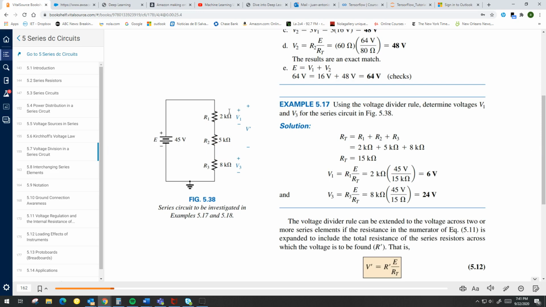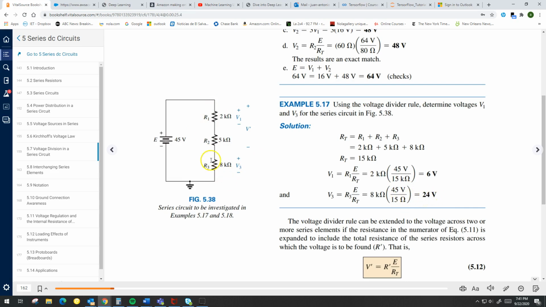And we can do the same thing for V3. V3 will be the resistance adjacent or next to the voltage I'm looking for, divided by the sum of all the resistances. Right? In this case, we have 3. So it'll be 8 divided by 15, which is the sum, times 45. And then you got 24.